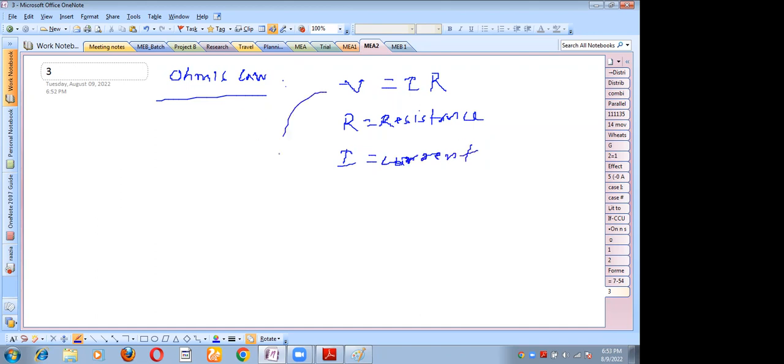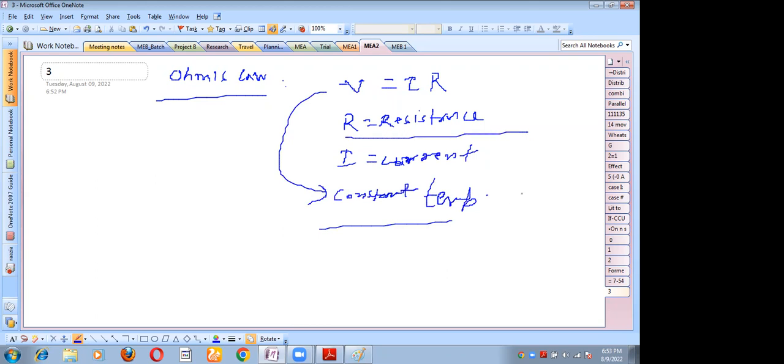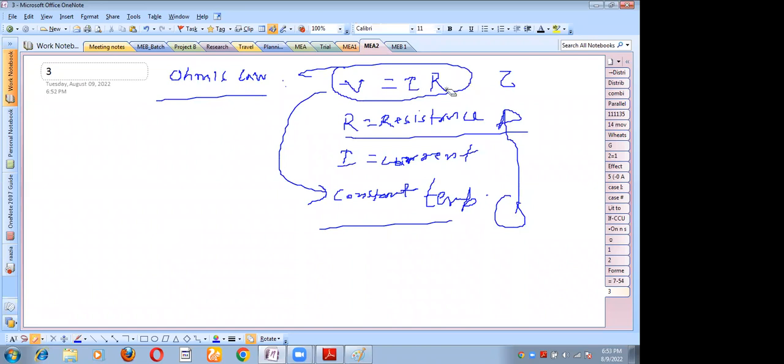Also, we know that this is only valid at constant temperature. This is very important. This is valid at constant temperature only, because R should be constant, right? If temperature changes, then R will change. So this formula is only valid when T equals constant. This is the condition for validity of Ohm's law. T should be constant.